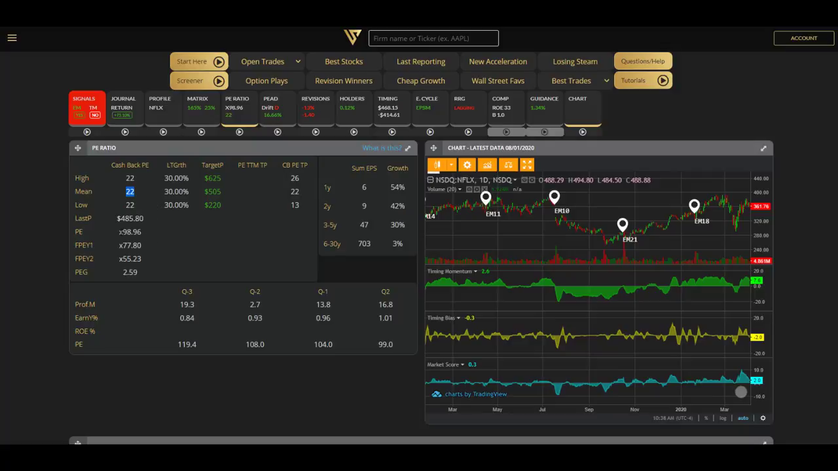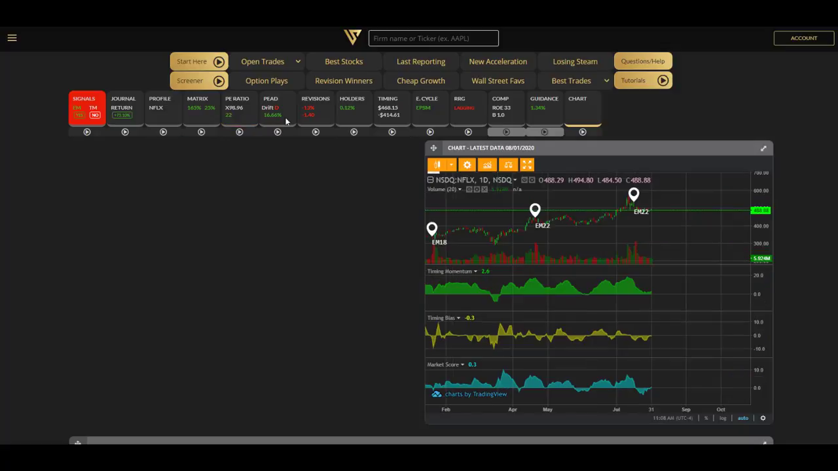So to me, a PE of 22 is quite cheap based on that growth, right? A PE of 98 is crazy, and I don't know what that means, like 100. So again, very unique calculation. We call it cashback PE because this is where you get your cash back, very simply. And that's it. You can see the target prices as well. That's also useful.